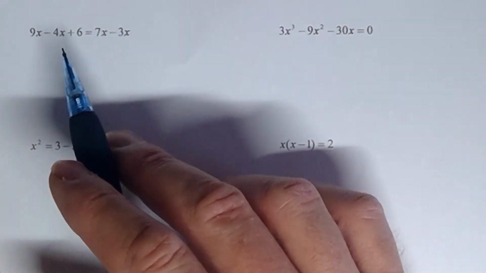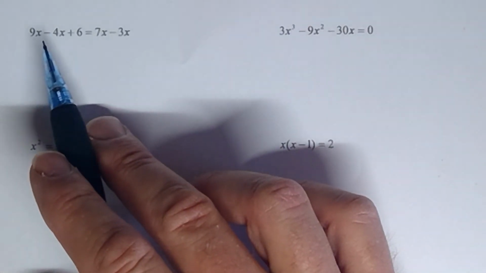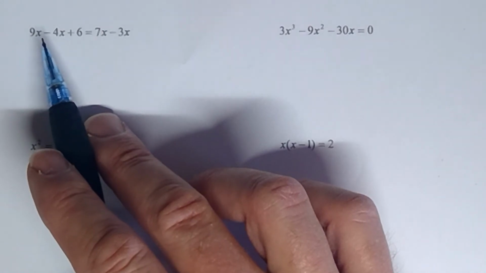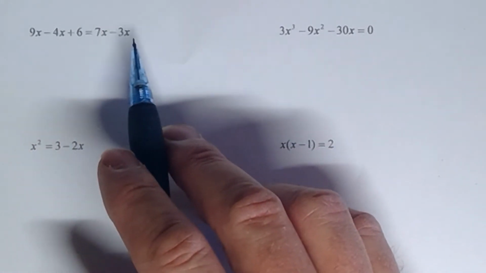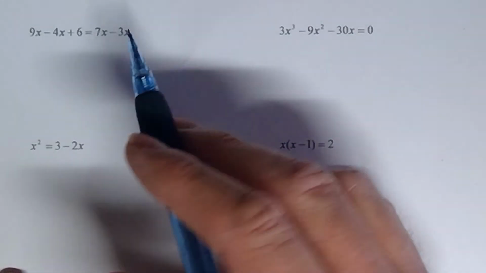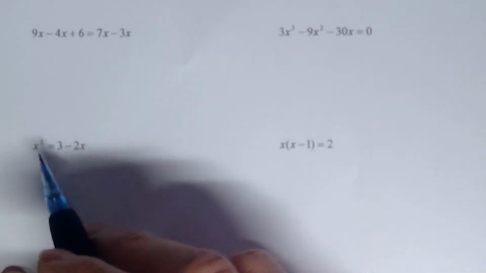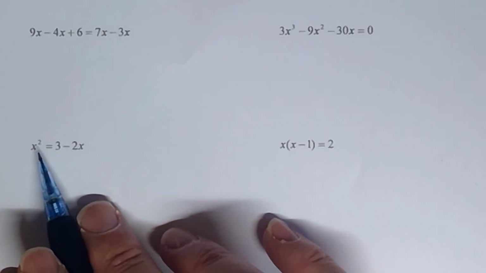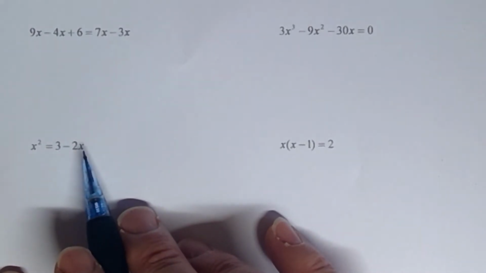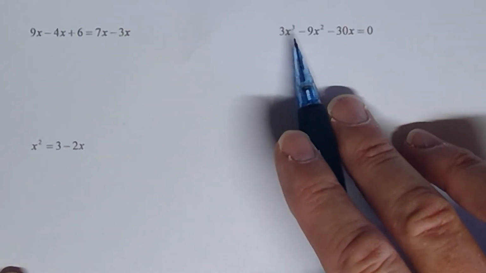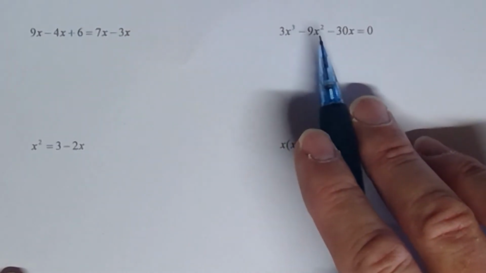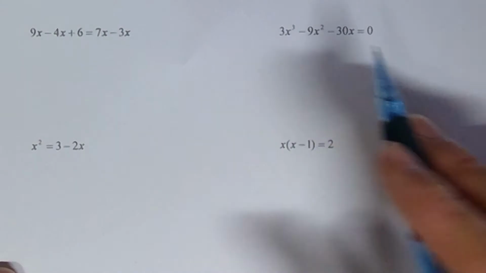Notice here that in this problem, the highest exponent attached to the variable is 1, because you have x to the first, x to the first, x to the first, and x to the first. So the biggest one is x to the first. Here you have x to the second and x to the first, so the biggest one is x to the second. And finally over here, the biggest one is x to the third, because you have x to the third, x to the second, and x to the first.